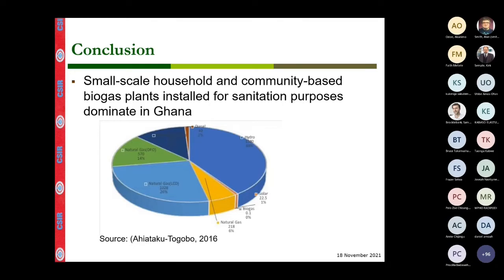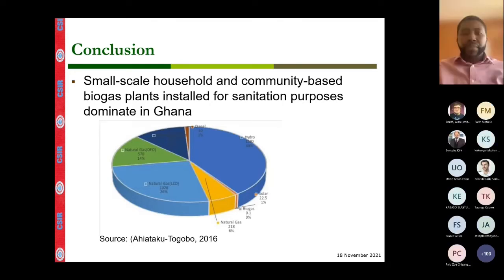And I'm very optimistic that it's changing because of the commercial biogas plants that we have gotten. If you look at the statistics here, in Ghana currently, biogas contributes only 0.1% of the national energy feed. So biogas contributes only 0.1% of the energy that we generate in Ghana. That is the picture as of now, so we need to do more to change this. This is as of 2016, but I don't think it has increased that much from that percentage.